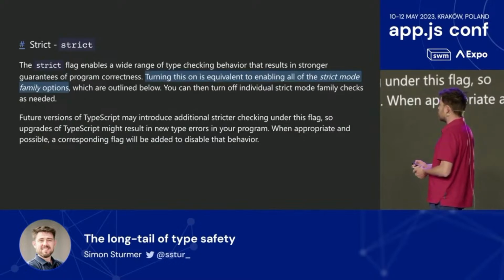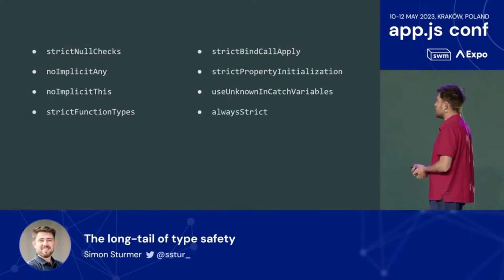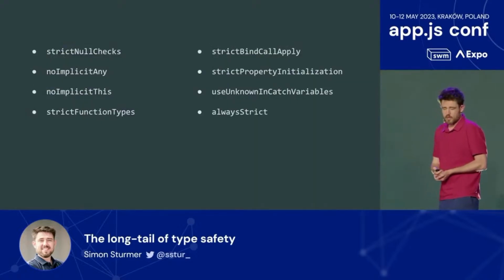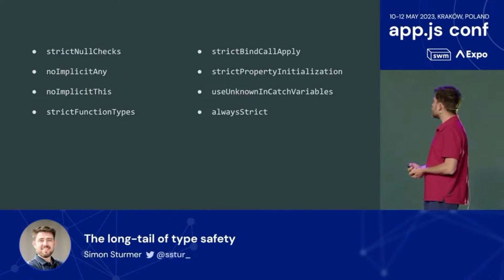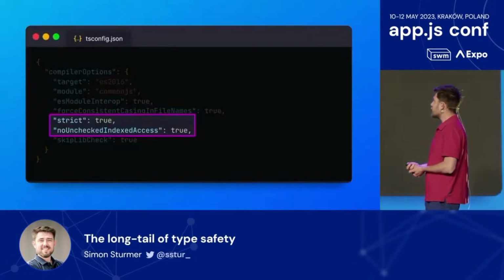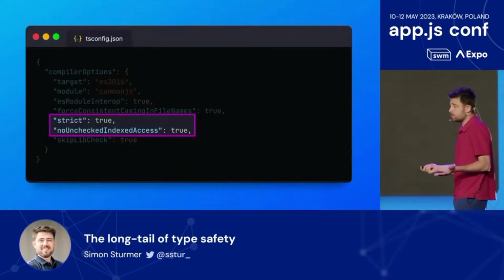That's a flag that will turn on a whole family of strict mode options, and it's all of these things that I don't think you need to care about individually, right? You just turn on strict mode, and you get all of these strictness rules, which is great. But the second one on this list here, the no unchecked index access, I think is really important.